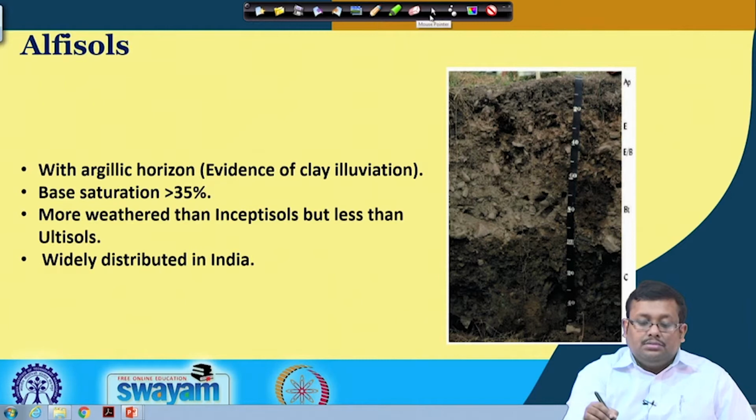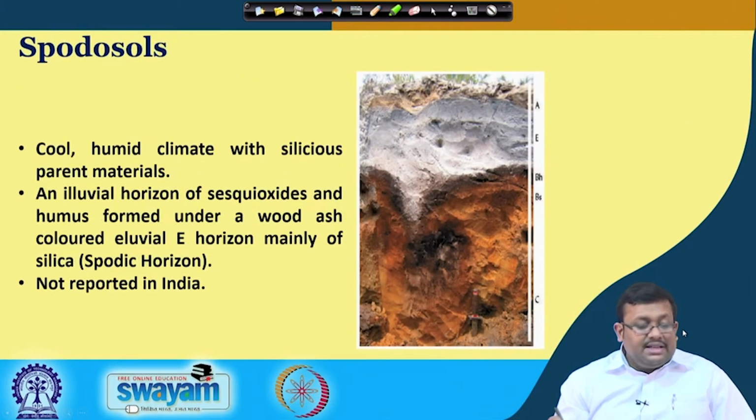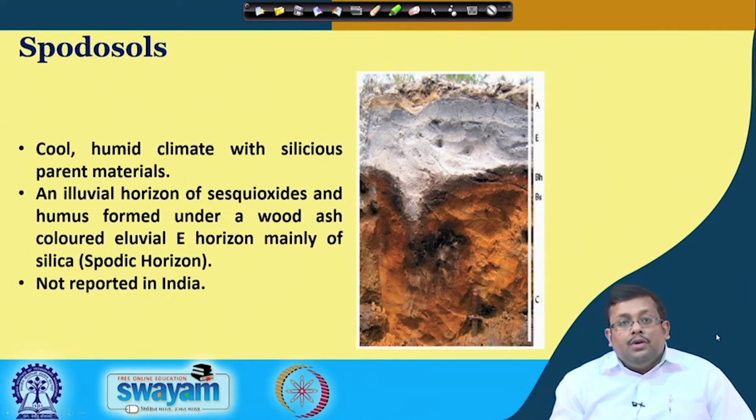So, what is the next one? The next one is called spodosols. The spodosols are of cool humid climate. They generally form in cool and humid climate with siliceous parent materials.